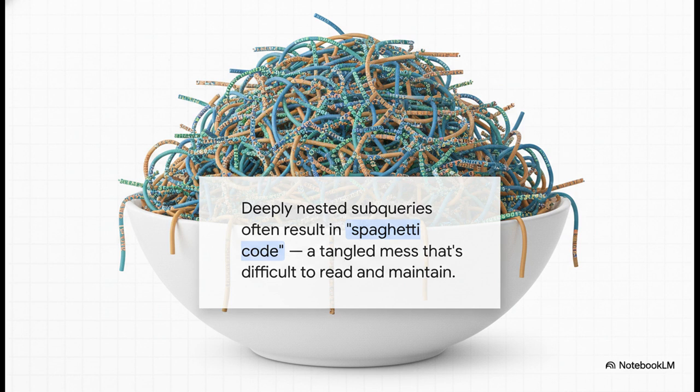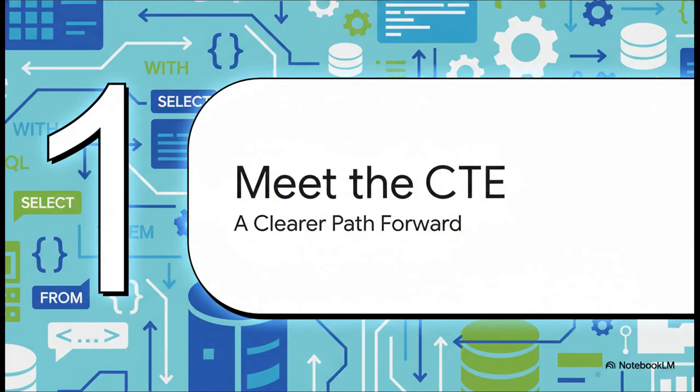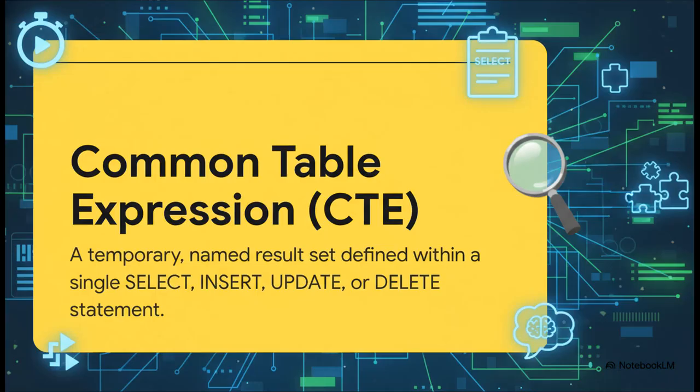But the good news is there's a much cleaner and more powerful way to structure your queries. So let's bring in the hero of the day, the common table expression, or as you'll almost always hear it called, a CTE. Okay, so what exactly is a CTE? Well, the easiest way to think about it is like a temporary view. It's basically a named result set that you create on the fly, and it only exists for the single query you're running.